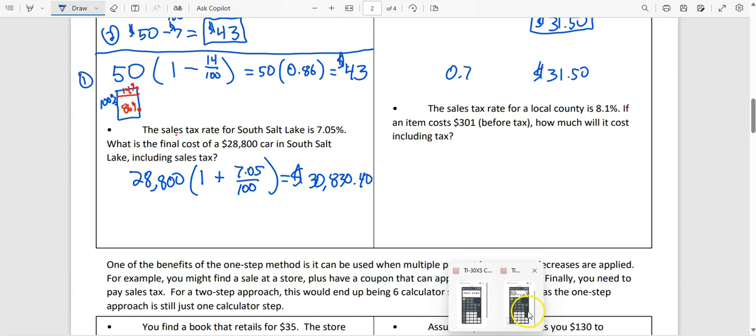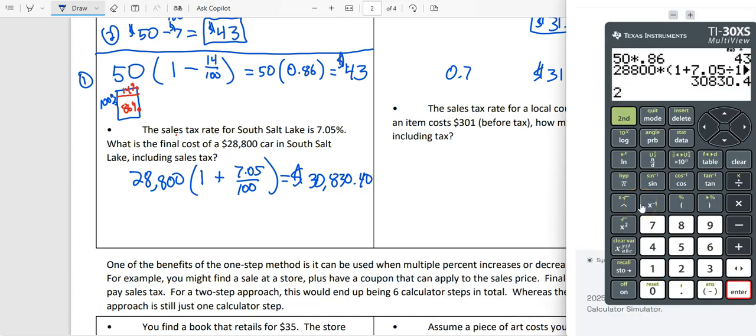Now the two-step approach would have been first computing the 7.05. That's how much tax, and then taking that value and adding it to our original price to get our final. That's why I call it the two-step approach. So here we have one step, two steps versus one step.